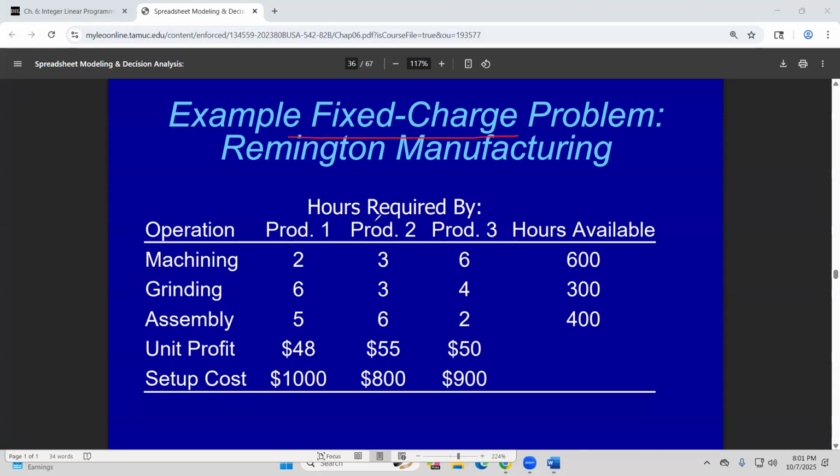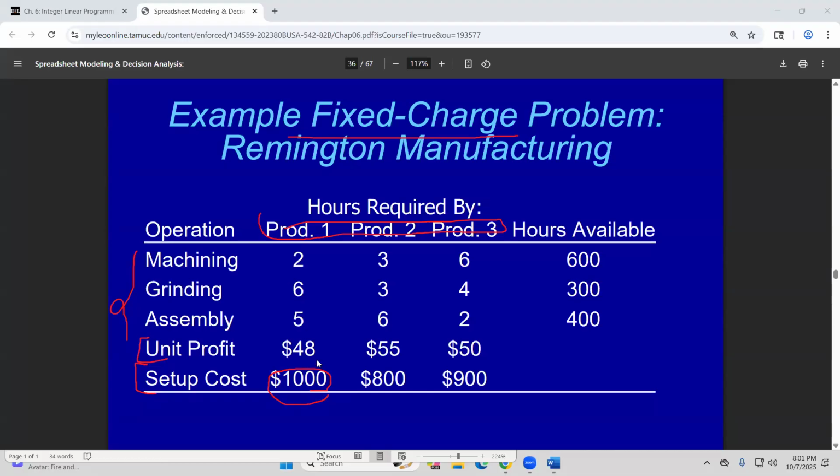Now here, let's look at this. So here we have three products, product 1, 2, and 3. And we have three machines, right? So like machining, grinding, and assembly operations. And we have profit for each of these and setup cost. So if you want to start producing product 1, you need to have spent $1,000. Otherwise, you're not going to be able to produce anything.